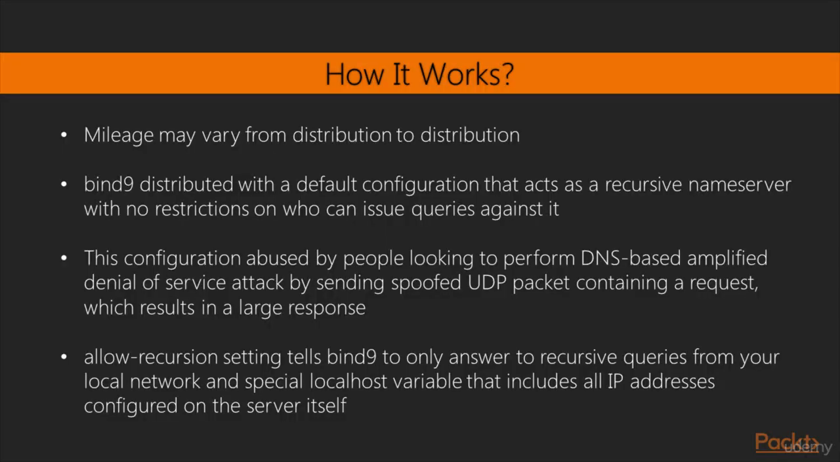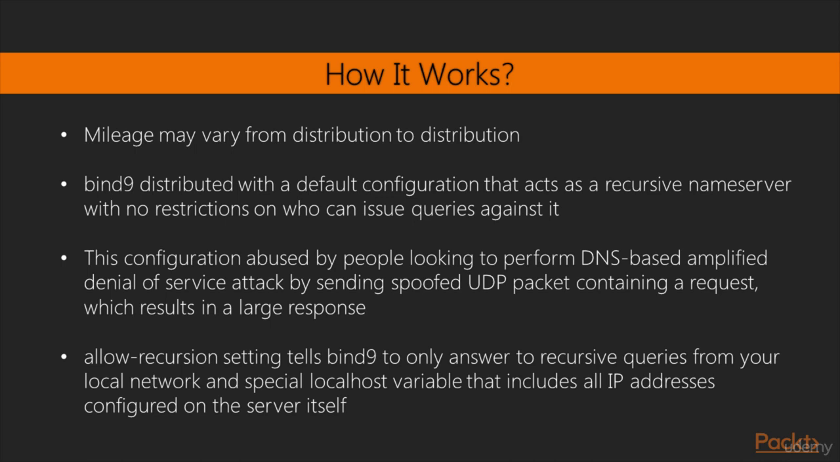While your mileage may vary from distribution to distribution, bind 9 is often distributed with a default configuration that acts as a recursive name server with no restrictions on who can issue queries against it. This sort of configuration can be abused by people looking to perform a DNS-based amplified denial of service attack by sending you a spoofed UDP packet containing a request, which results in a large response.